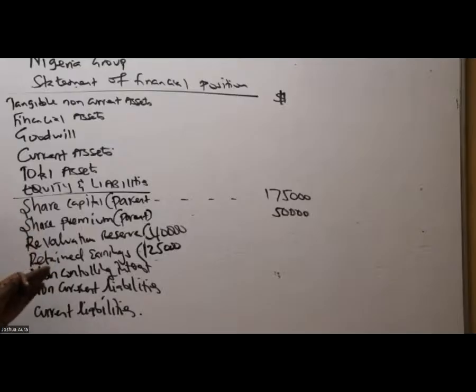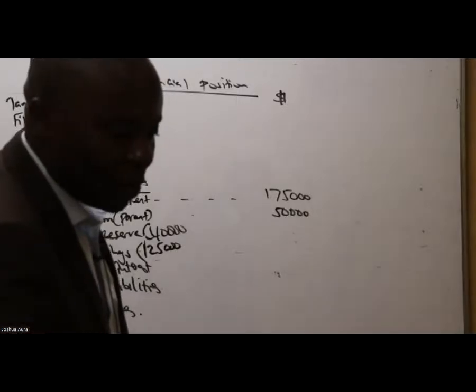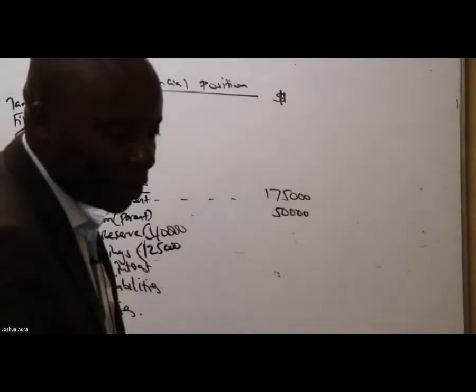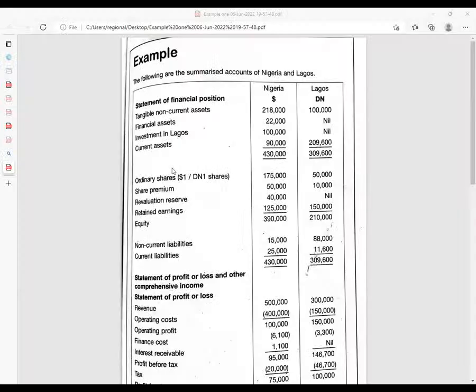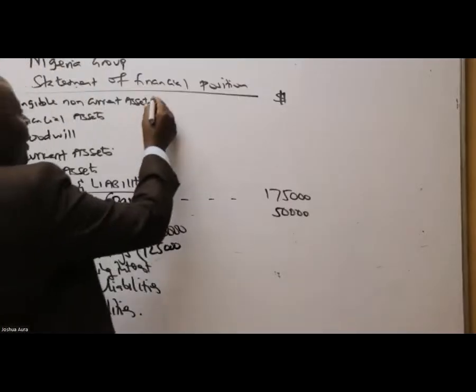So we start with the first thing here, which is the tangible non-current assets. What do we have here for tangible non-current assets? Ladies and gentlemen, I can see Nigeria has 218,000 and Lagos has 100,000. So please combine the two: 218,000 plus 100,000, because consolidation is all about adding.